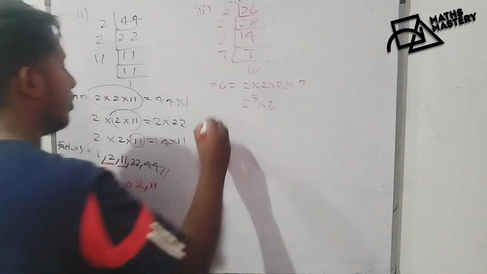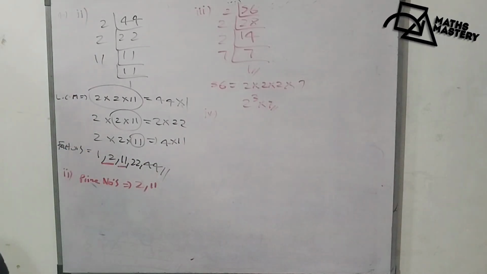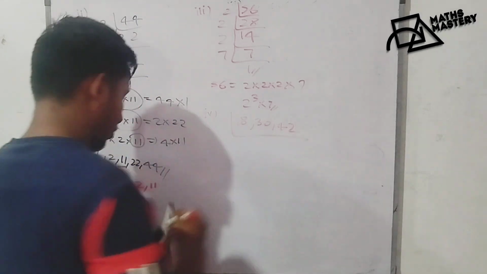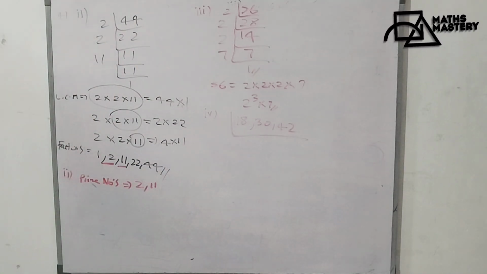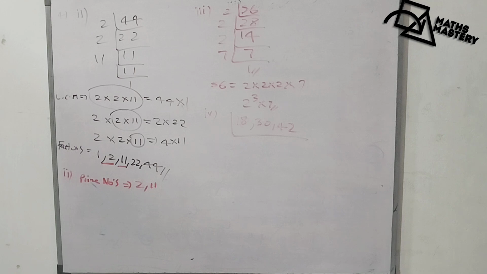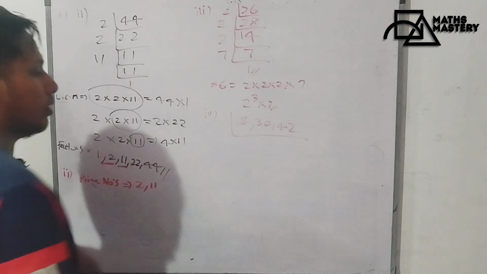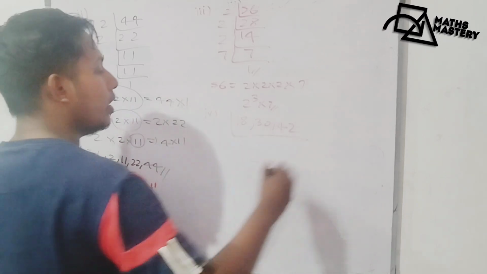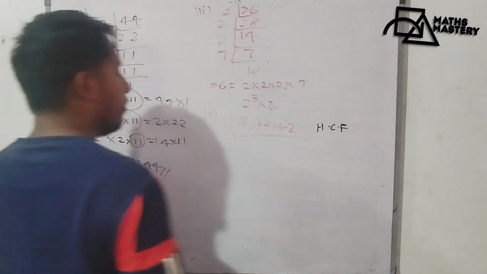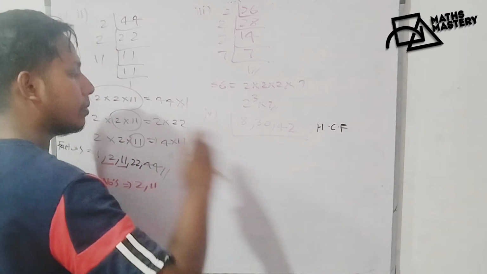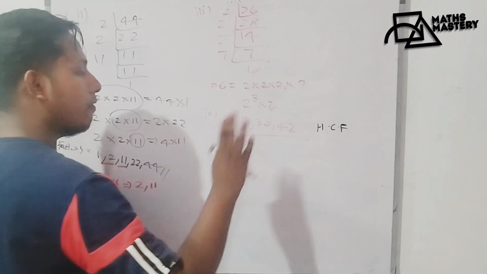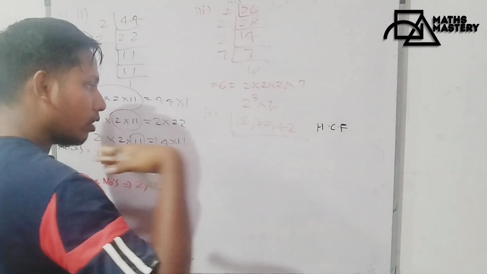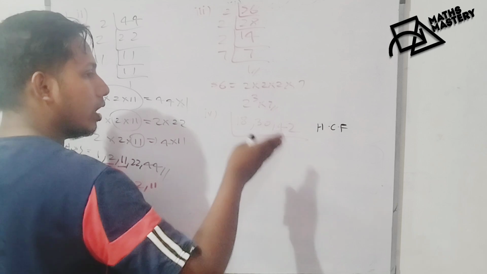Question number 4. They are asking you to find the highest common factor of 18, 30, 42. How to do this? Now here we are going to find the HCF. Make sure we are finding HCF. When finding HCF, students, all the numbers should be divisible by the number that you are going to choose. If one number is not divisible by that number, you are going to stop. You are not going to continue until 1 comes. That is in the LCM part.